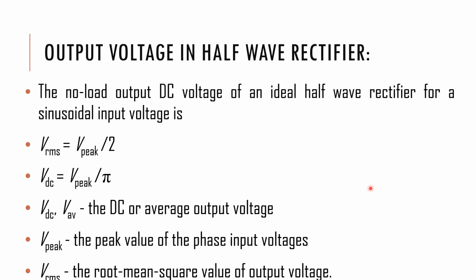The output voltage in half wave rectifier: Vrms is equal to V peak by 2 and Vdc, that is the output DC voltage, is equal to V peak by pi. This Vdc, or VAV, is the output DC voltage or average voltage. V peak is the peak value of the phase input voltage. Vrms is the root mean square value of the output.